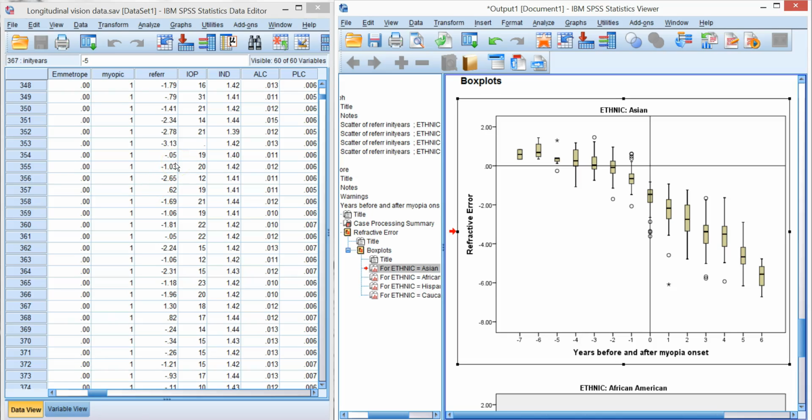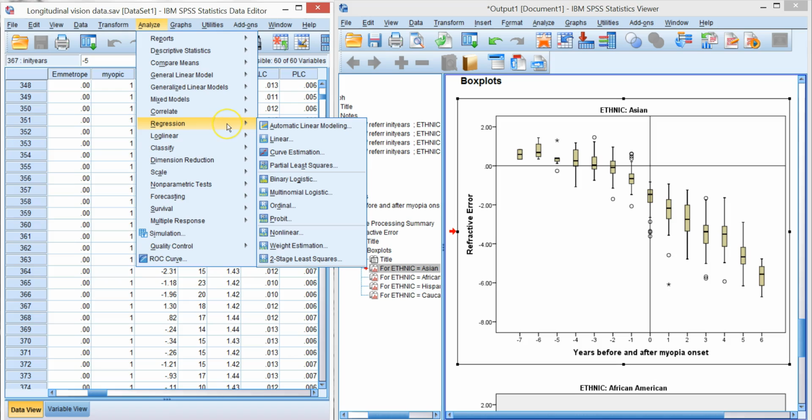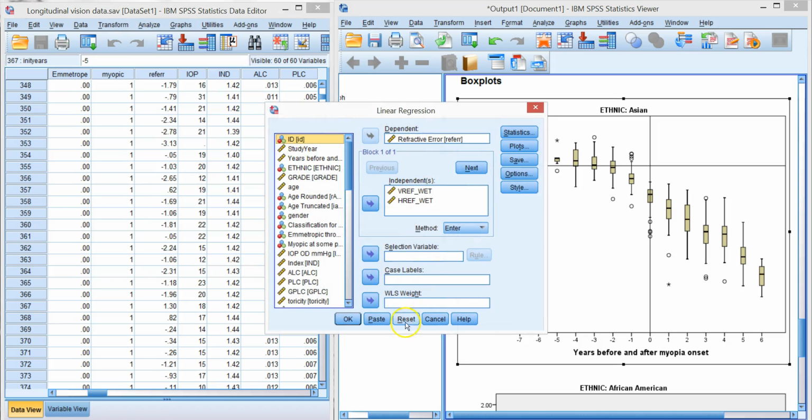In this video, we're going to see how to do regression in SPSS. We're going to start off with simple linear regression, but when we come down to Analyze and Regression, we can see there are a lot of options under this particular category, and a number of ways of doing various types of regression. For right now, we're going to focus on simple linear regression. What we want to do is look at refractive error regressed on years before myopia.